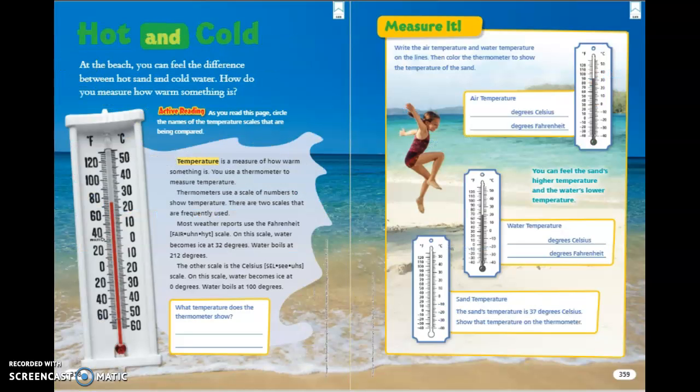Hot and cold. At the beach, you can feel the difference between hot sand and cold water. How do you measure how warm something is? Active reading. As you read this page, circle the names of the temperature scales that are being compared. Let's pause the video really quick and write the vocab word that's down below. Temperature.